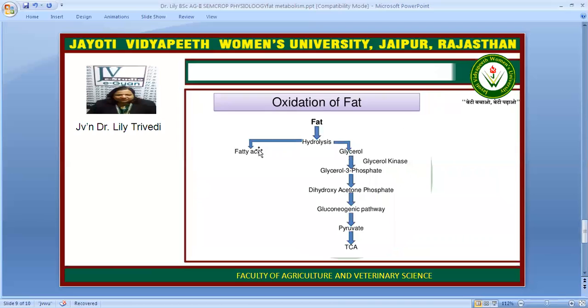Now here is a simple diagram. Here you can see the fatty acid, hydrolysis, and here is the glycerol, and further how it is entering the TCA cycle.